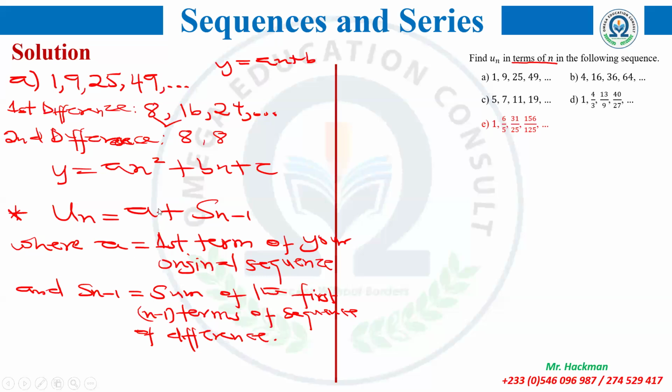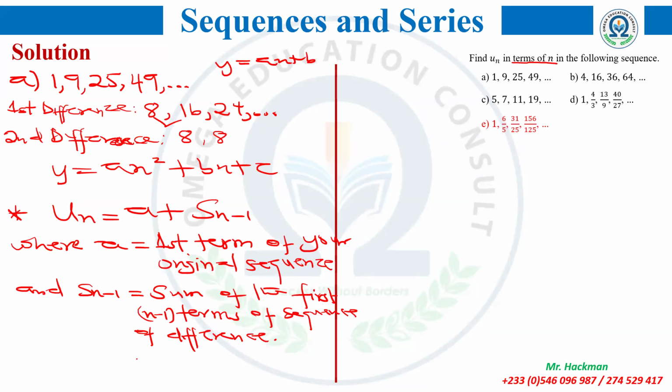So your A here is the first term of your original sequence. So if you look at this, what do you think will be your A? 1. 1, because this is the original sequence, 1. And S sub n minus 1 here, it is not the S sub n minus 1 of the original sequence. It's the S sub n minus 1 of your sequence of difference. And this is the sequence of difference. Is that not it? Hello, are you with me? Yes, please. All right, don't worry. It is just a formula that I'm walking you through.